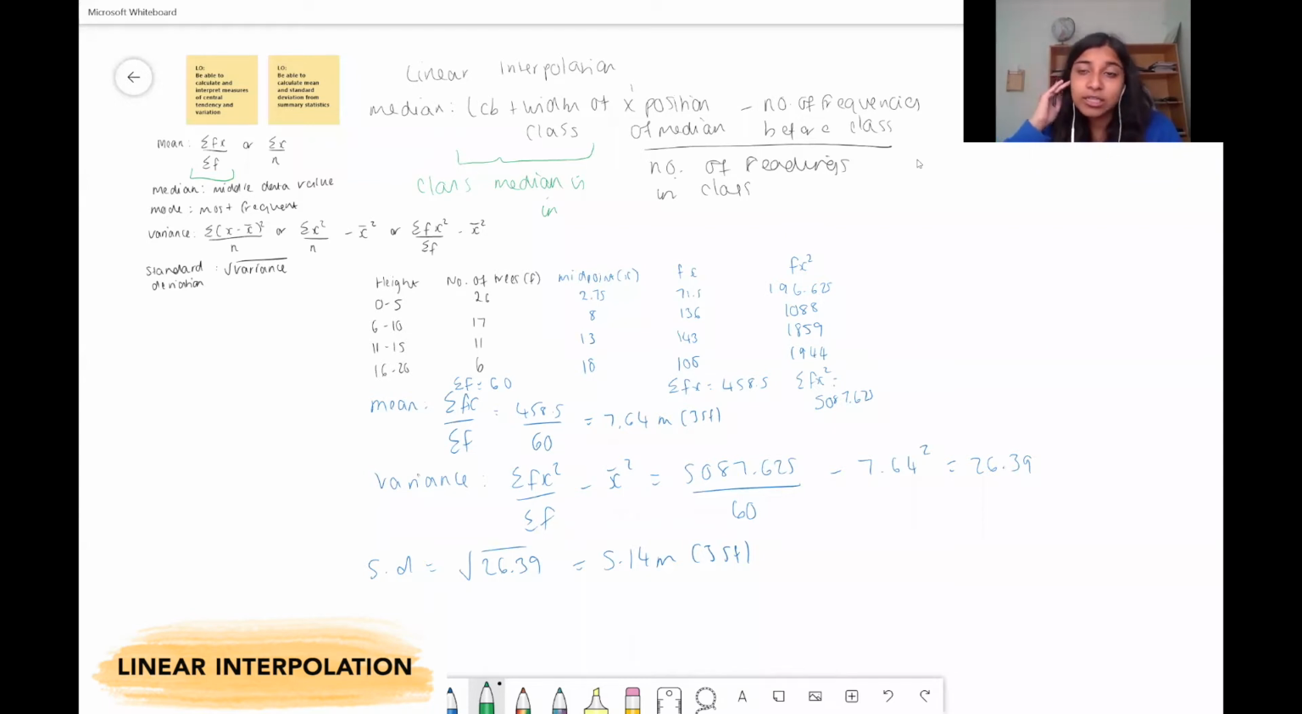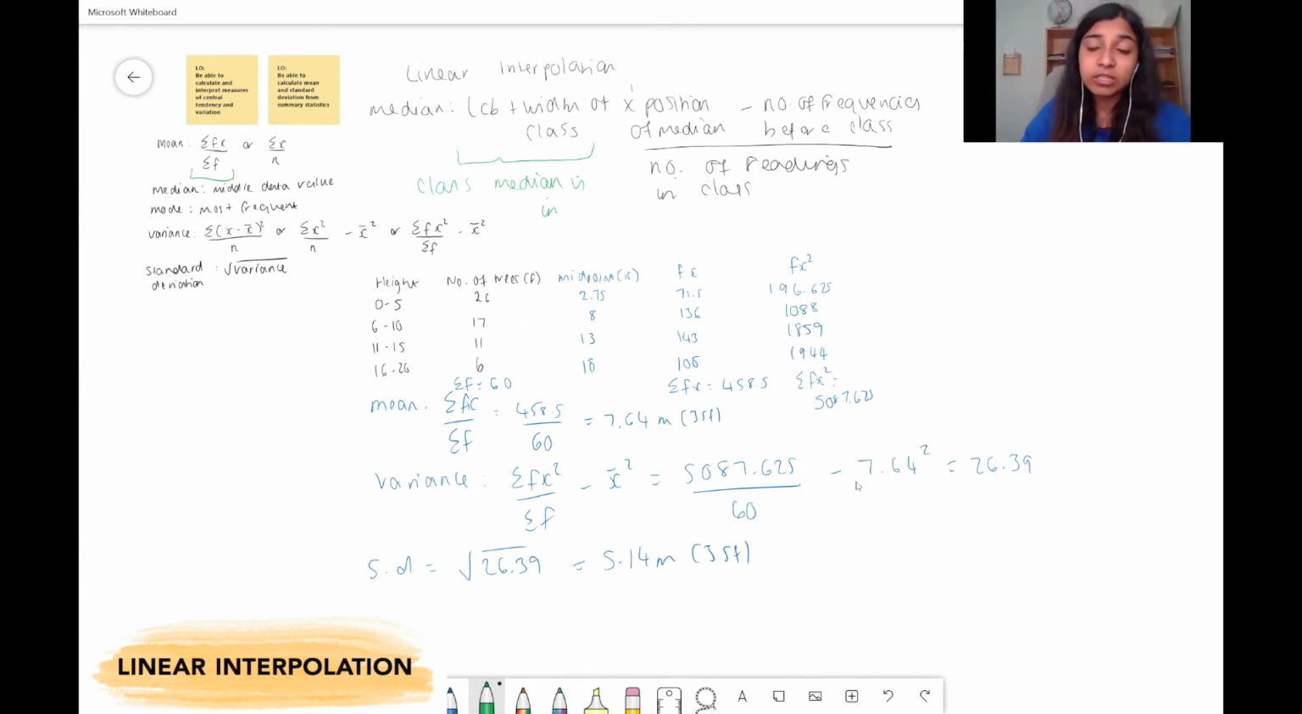So the last thing you need to know how to do for grouped frequency is work out linear interpolation. So I've written out the formula here. Your median is the lower class boundary plus the width of the class, so that's for the class your median is in, times your position of the median minus the number of frequencies before the class that your median is in, over the number of readings in your class.